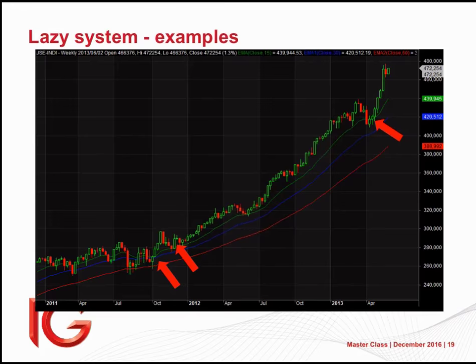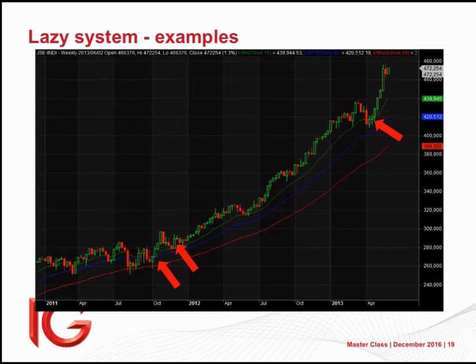So I use the 15. If it goes below 15, I'm out. Above 15, I'm back in. But I want to close below 15, because if it just trades below 15 and I exit, and then it goes back up and actually closes above 15, I'm now out of the position, but I want to be in the position. Makes sense.